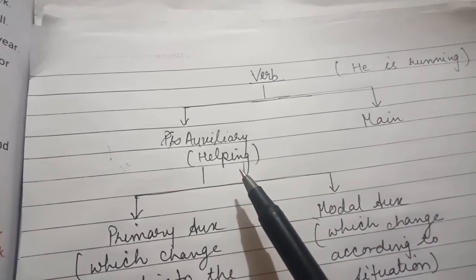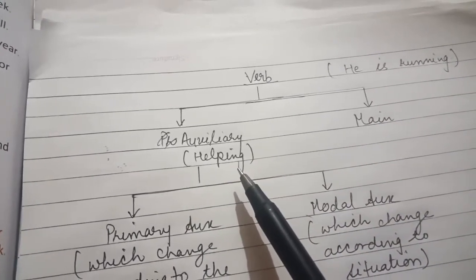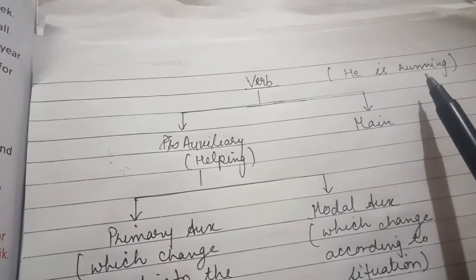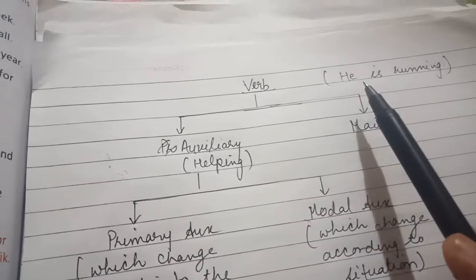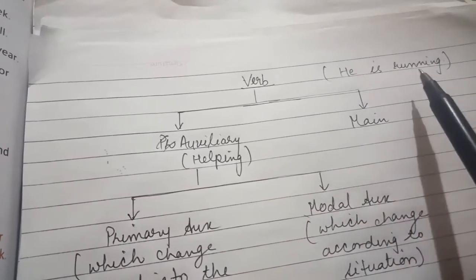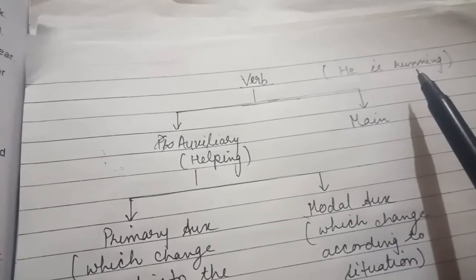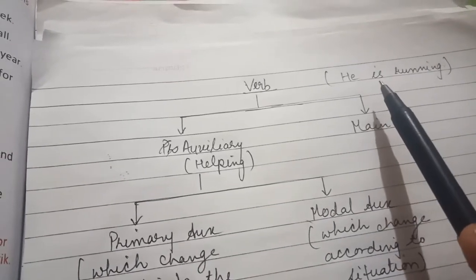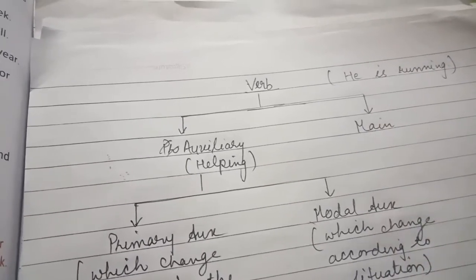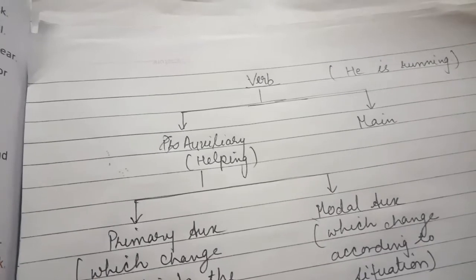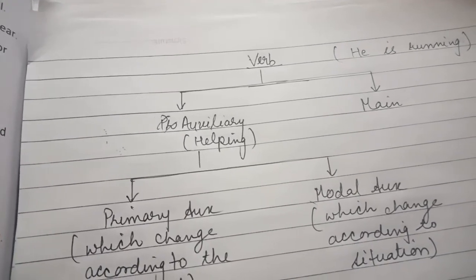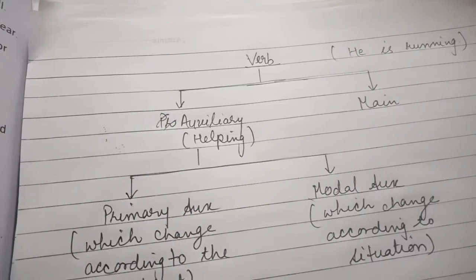Auxiliary is also known as helping verb, which helps the subject to connect with the main verb. Here, is is doing what? It is helping the subject to connect with the main verb running. So these verbs are known as helping or auxiliary verbs. Like is, we have am, are, was, were, has, have, had. All these are auxiliary or helping verbs.